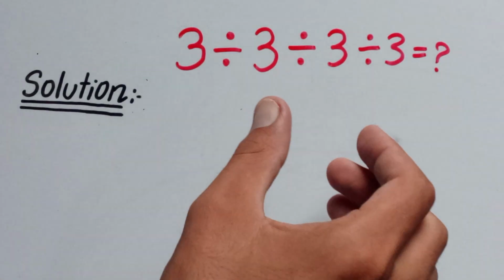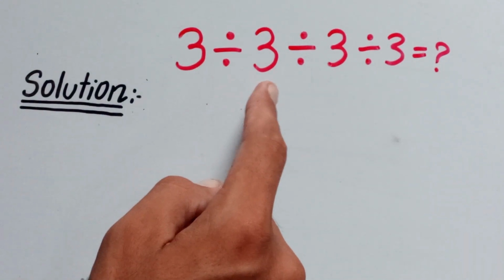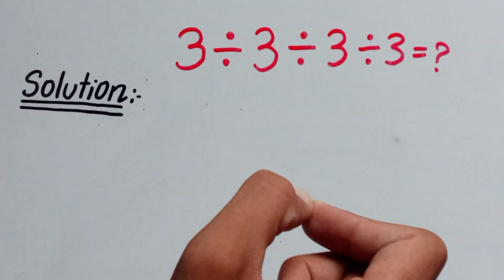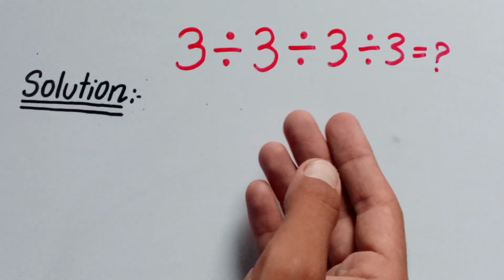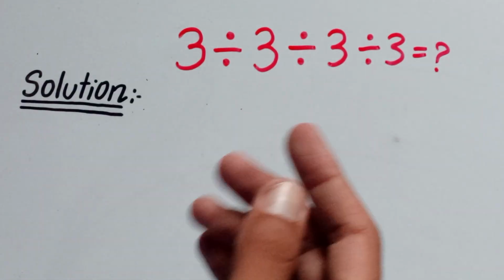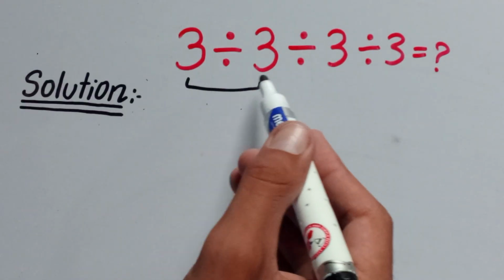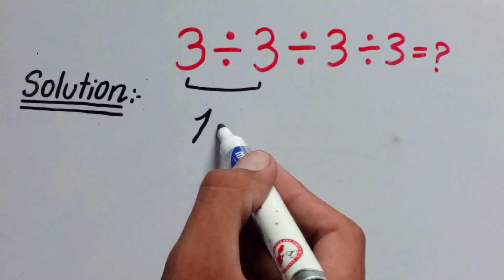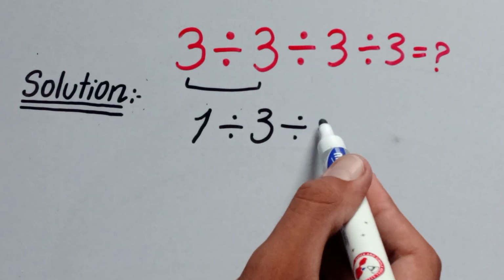In this video we can find the value of this expression, which is 3 divided by 3 divided by 3 divided by 3. Remember that whenever an expression has more than one division, we can solve it from left to right. So I can solve this firstly from left to right. So 3 divided by 3 is equal to 1, divided by 3 divided by 3.